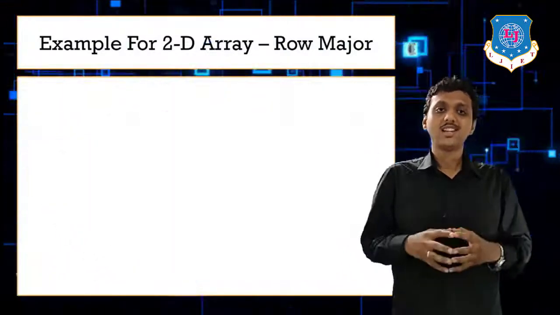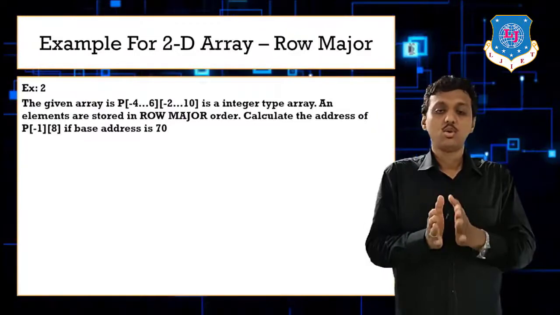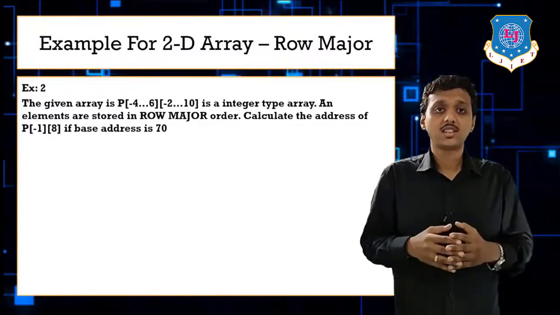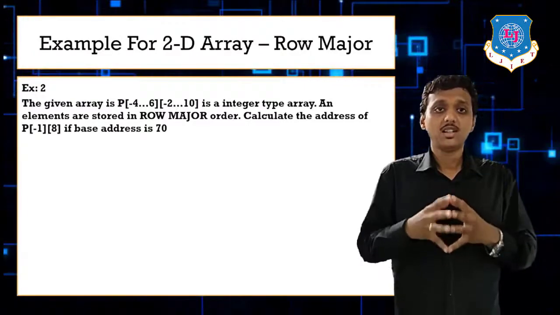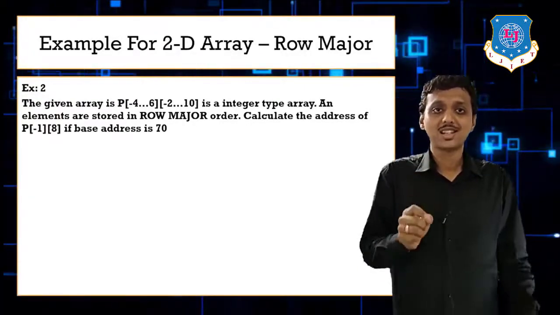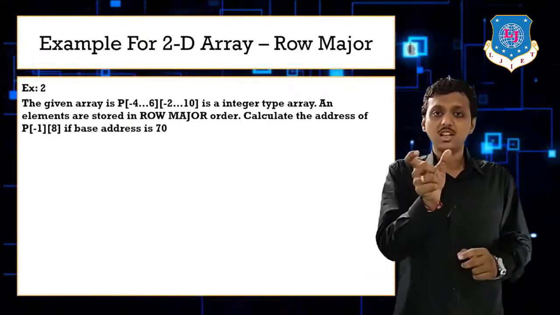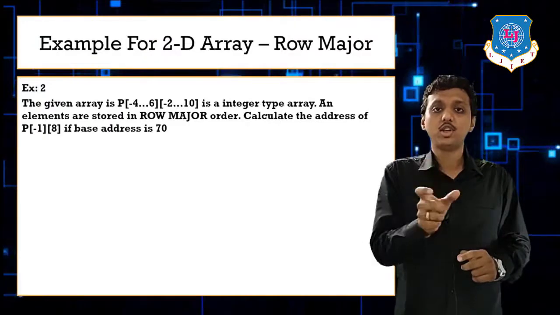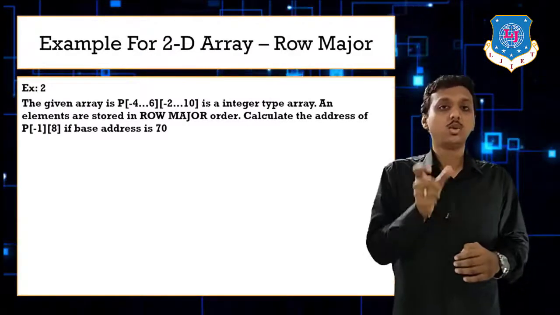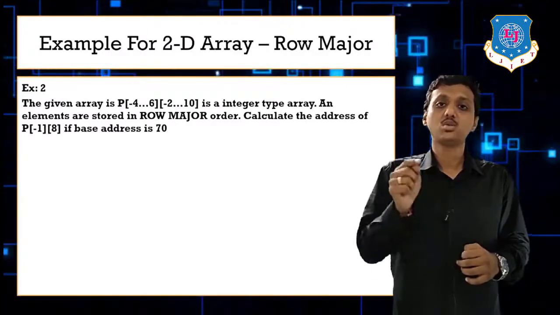Students, our next example is row major. This is a little bit tricky. Why? Because right now, just watch the example. The given array is P of minus 4 triple dot 6 and minus 2 triple dot 10. What is this range? What is triple dot? I have already told you it's a range of indices. So here the row indexes range from minus 4 to 6 and column from minus 2 to 10.